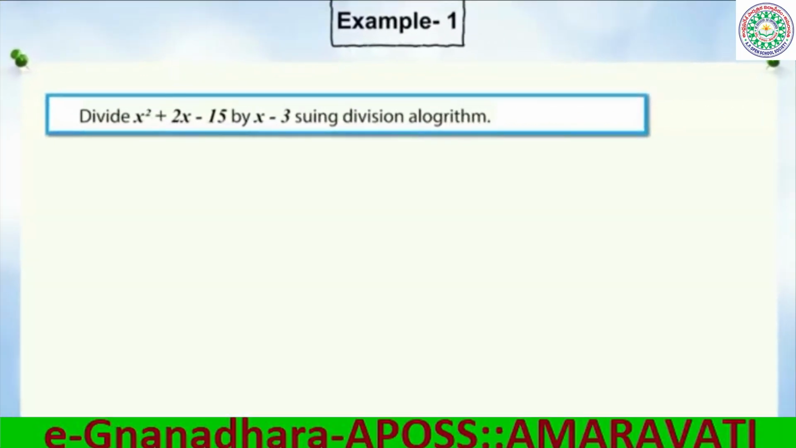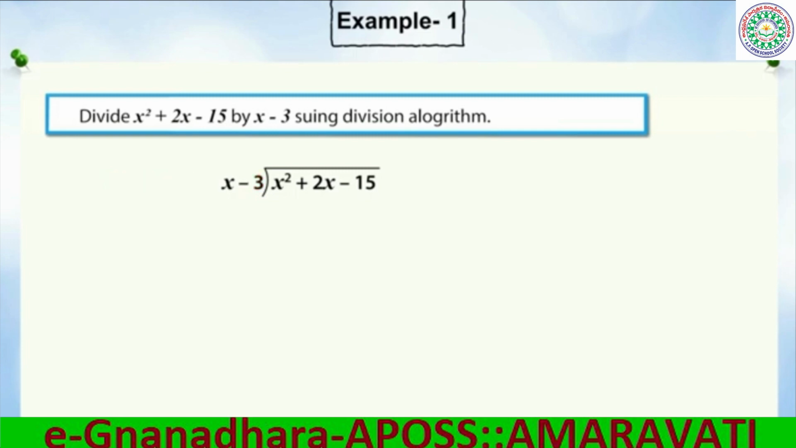Divide x raised to power 2 plus 2x minus 15 by x minus 3 using division algorithm. In this question, x square plus 2x minus 15 is the dividend and x minus 3 is the divisor.